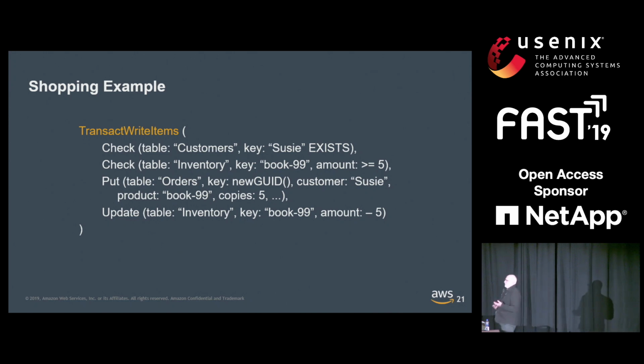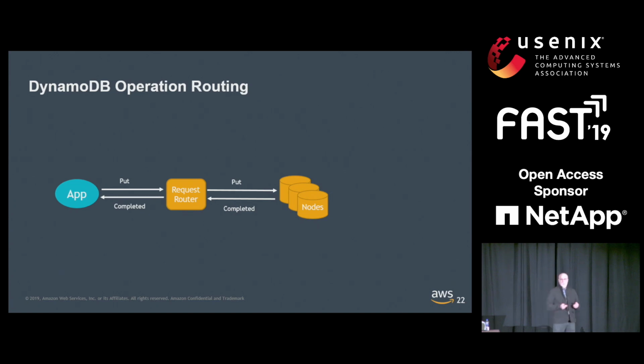Okay, so that gives you the flavor of the API that we provide to customers. You can go use it today in DynamoDB. What I'm going to do now is show you a little bit about how this is designed and operates under the covers. In order to do that, let me first talk about how DynamoDB works without transactions, and then I will talk about how we added transactions to it.